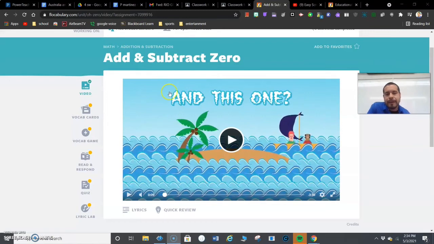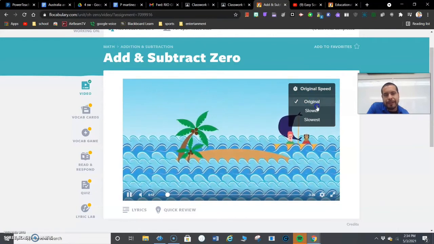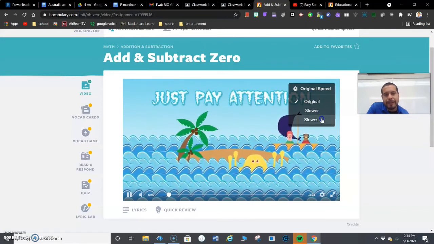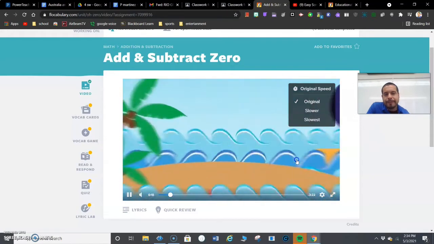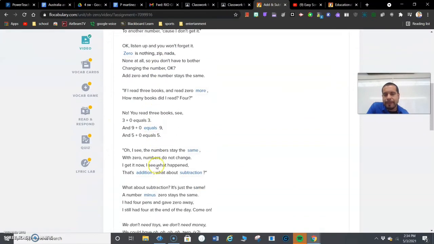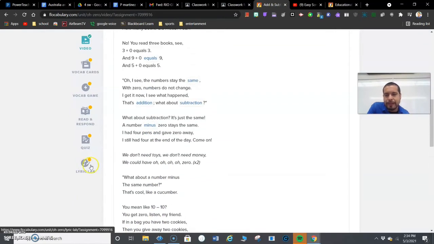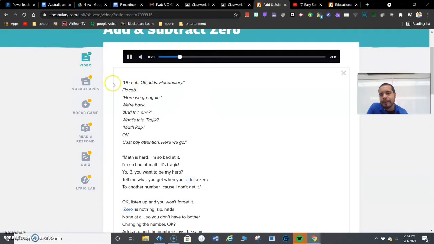So, like when you're playing the video, if it's too fast for your students, because some students might say, "Oh, they're rapping too fast, so I don't understand," you can slow down the rapping. It'll slow it down to their pace. You can also look up the lyrics here. That way, if you want to challenge your kids to actually pay attention, they can go back and look for the lyrics that are written here.